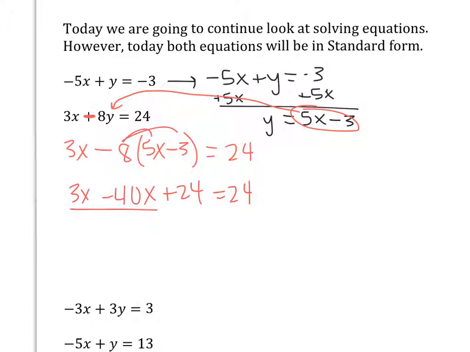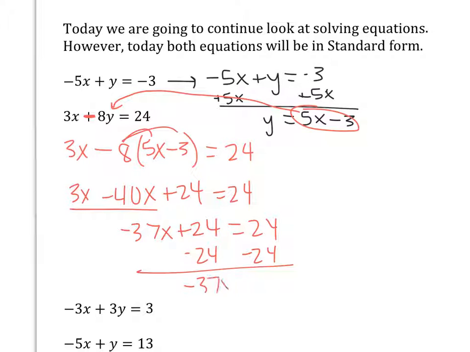I'll go ahead and combine some like terms. Get negative 37x plus 24 equals 24. Subtract 24 from both sides. Get negative 37x equals 0. Divide by negative 37. But 0 divided by any number gives us 0.